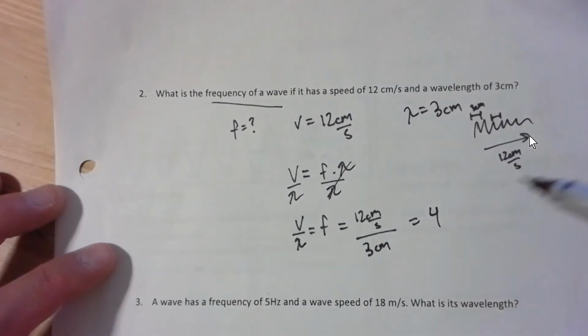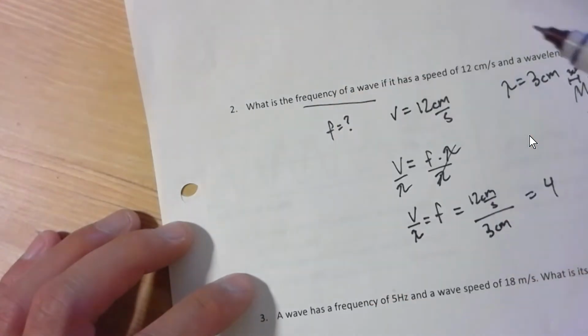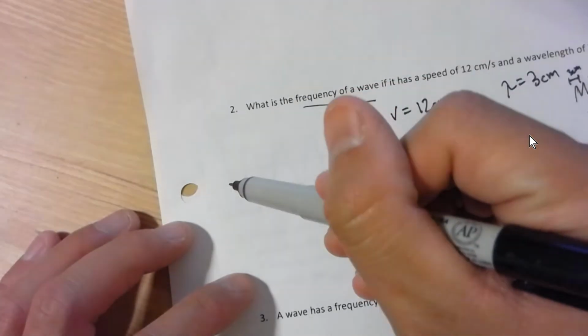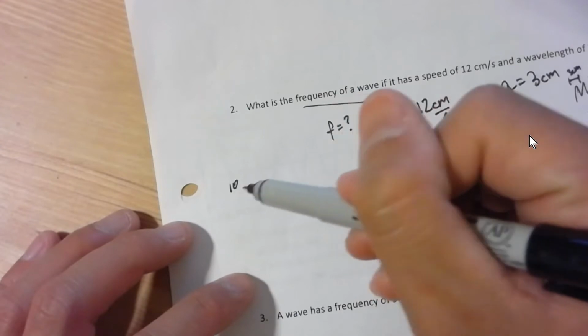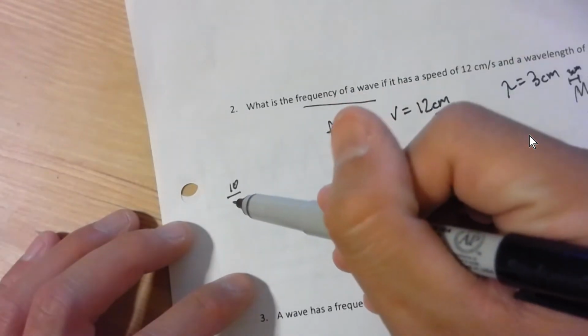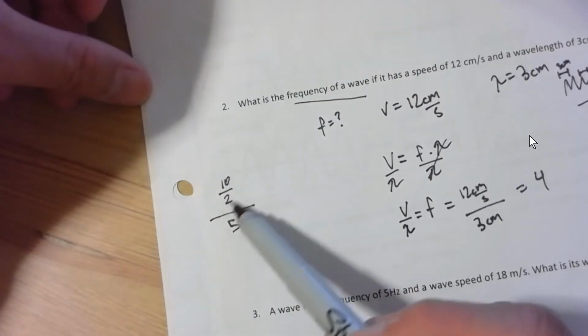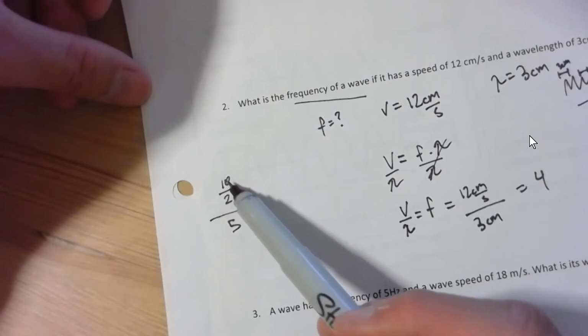Well, I'll show you another example. What if we divided 10 over 2 divided by 5? What is that going to look like? So if you divide a fraction by a whole number, there are a few ways you can look at this.